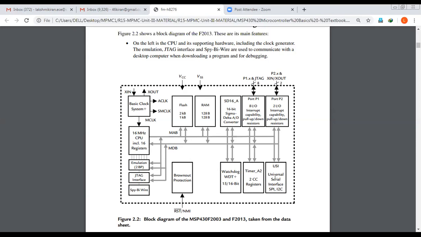So these are all about the features of MSP430, followed by the pin diagram of MSP430, and finally the functional block diagram of MSP430.